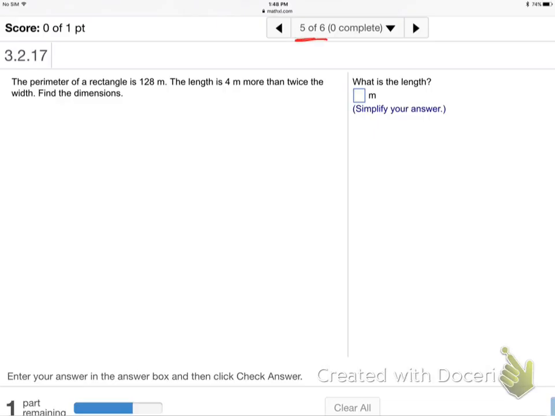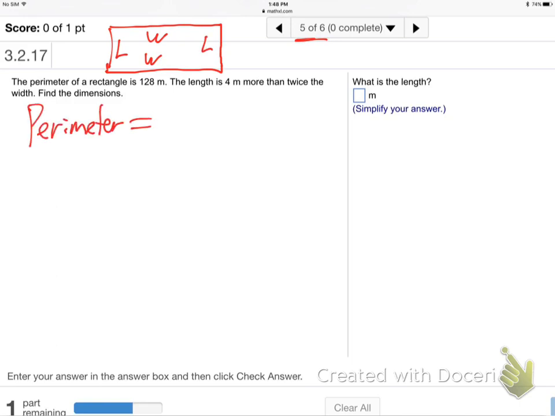Okay, so question number 5. The perimeter of a rectangle is 128. The length is 4 more than twice the width. Find the dimensions. All right, perimeter. So if I have a rectangle, it's got a width and a length. Does anybody know what the formula for the perimeter is?